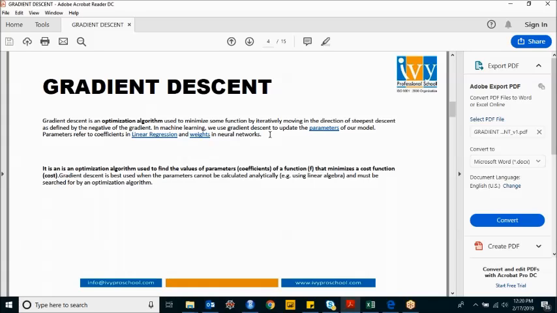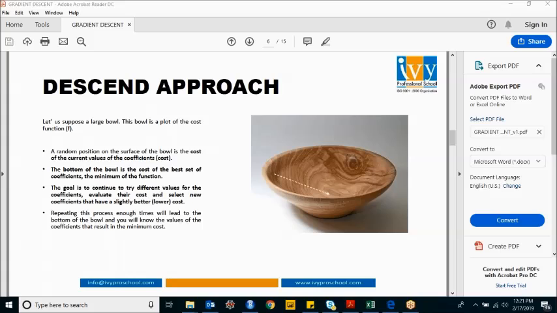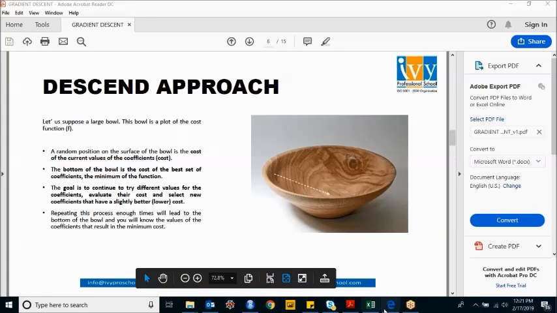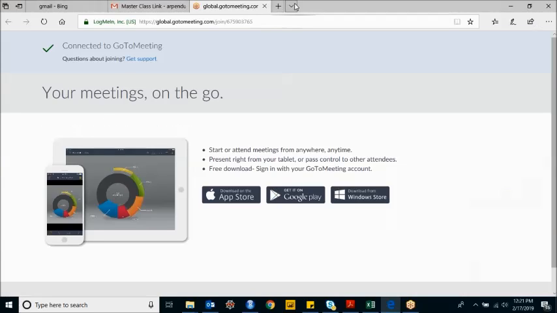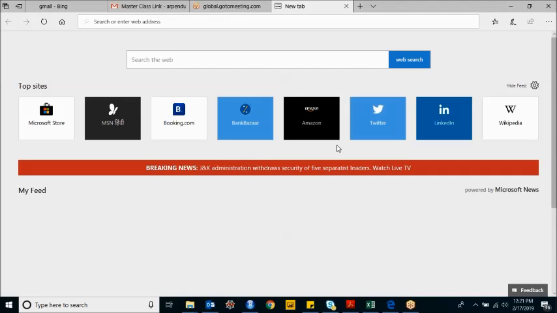Is optimization clear? Okay. Before explaining, let me give you a very simple example which will maybe help you understand better what gradient descent is.